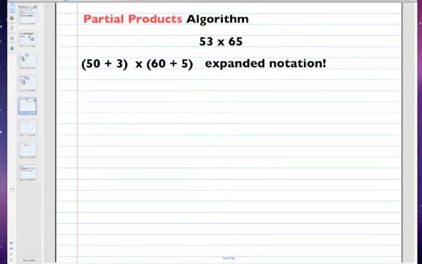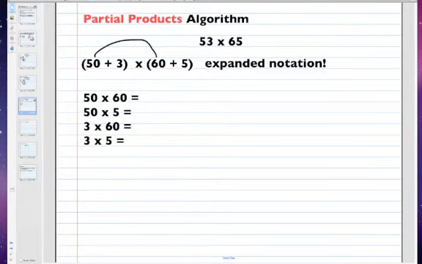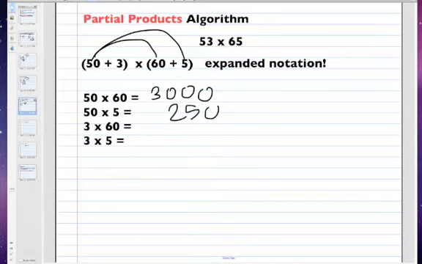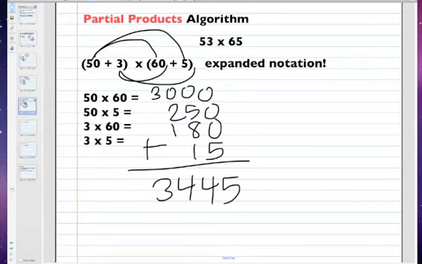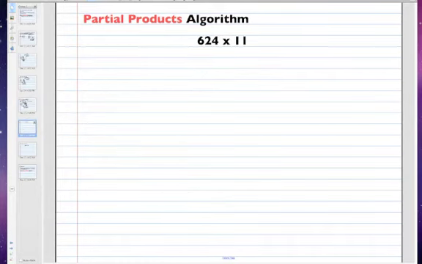Now we can go ahead and distribute and make our product list. 50 times 60 is 3,000. 50 times 5 is 250, 3 times 60 is 180, and 3 times 5 is 15. And if I add those together, I get 3,445. 53 times 65 is 3,445.